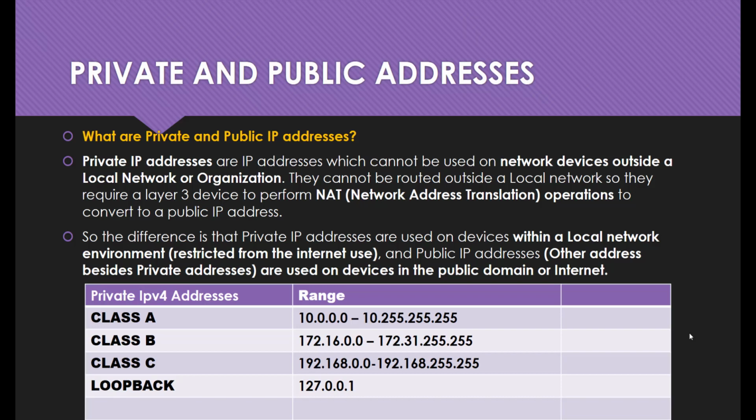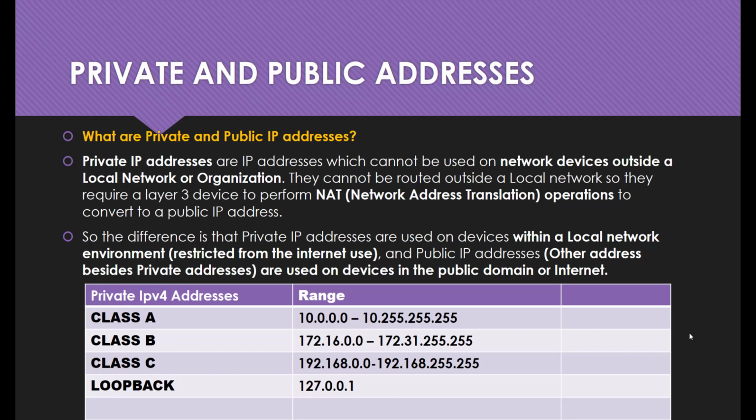So we have three classifications of private IP version 4 addresses, and we also have a special one called the loopback. So class A is a range of 10.0.0.0 to 10.255.255.255. Class B, a range of 172.16.0.0 to 172.31.255.255. And class C is 192.168.0.0 to 192.168.255.255. While we have the loopback address, which is 127.0.0.1.